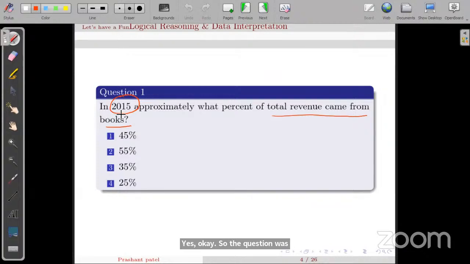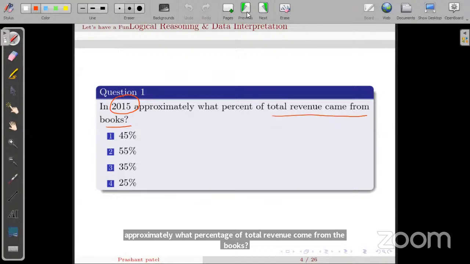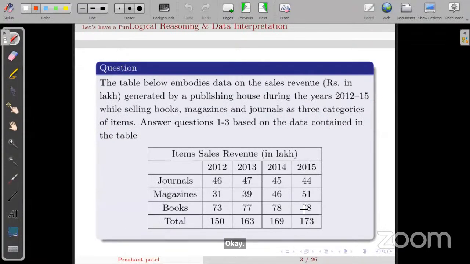In 2015, approximately what percentage of total revenue came from the books? So see, in the 2015 year, you just see it is 78 in books. There are 78 lakhs spent on books in 2015. Total expenditure is 173. So if 173 is spent, then it is 100%. So this is in lakh rupees and this is percentage.